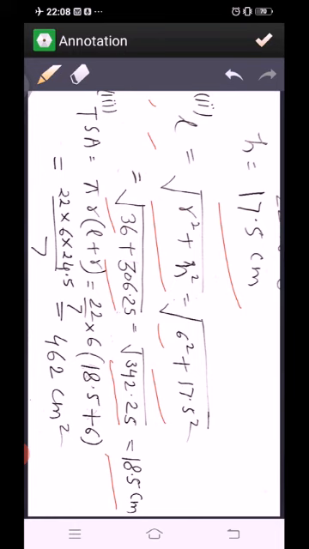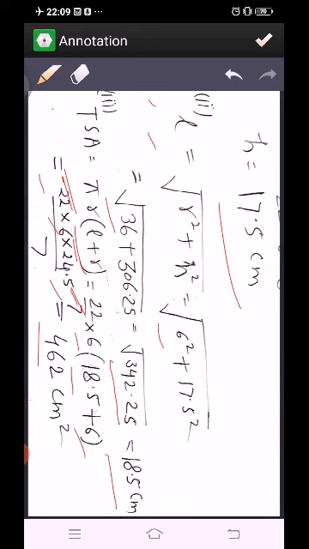Then third part, we have to find total surface area. We know that total surface area equal to pi r (L plus r). Pi, that is 22 upon 7, r, that is 6, L 18.5 and plus r, that is 6. So we get 22 into 6 into 24.5 divided by 7. So total surface area we get 462 centimeter square.